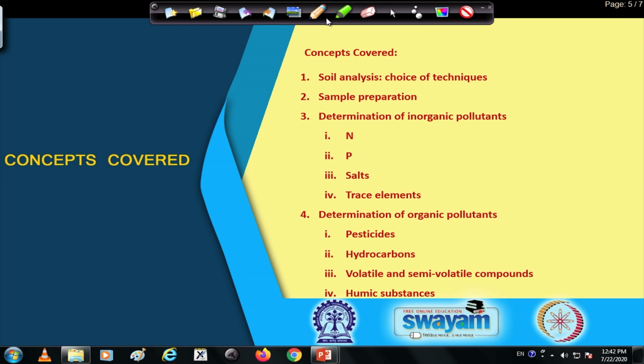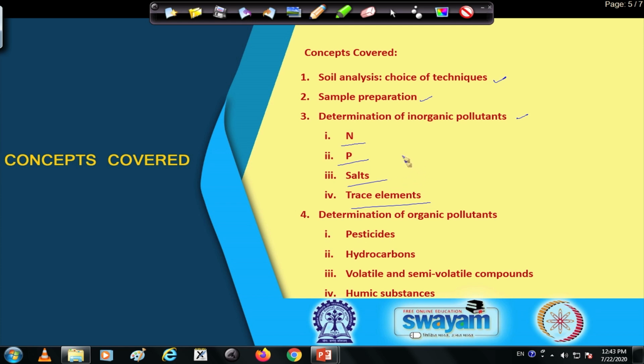First of all, we are going to talk briefly about the soil analysis and how soil analysis is being done, and what are the choices of the techniques, what are the considerations for selection of the techniques, then how to prepare the samples, the sample preparation steps, and then we will be talking about the determination of different types of inorganic pollutants. Among the inorganic pollutants, we are going to cover the nitrogen, then phosphorus, then different salts and trace elements.